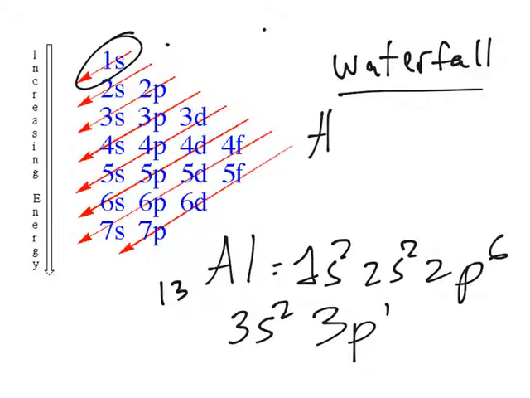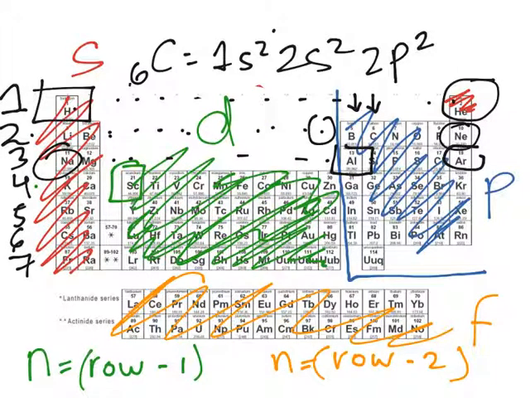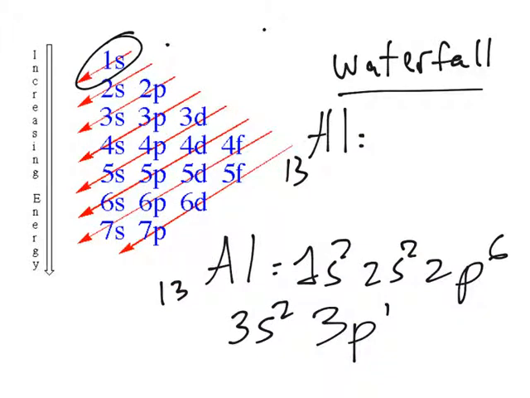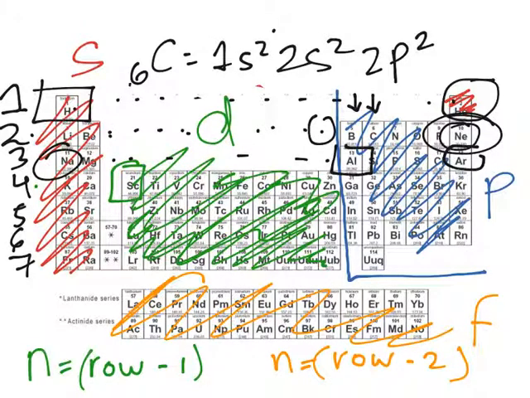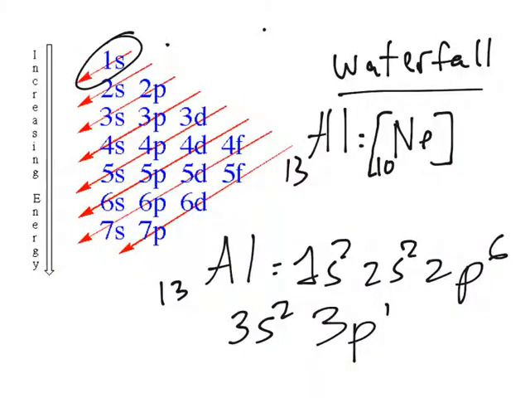So it's Al, 13, and we have to check which is the first noble gas before aluminum. So it seems to be neon. It's right here, and so neon is 10. We're missing 3. Because it's a noble gas, after it there will be an S. In this case it's 3s2. So it'll be 3s2 and then 3p1. So it's way shorter than writing this whole thing.